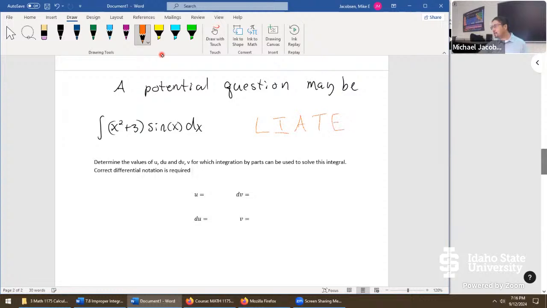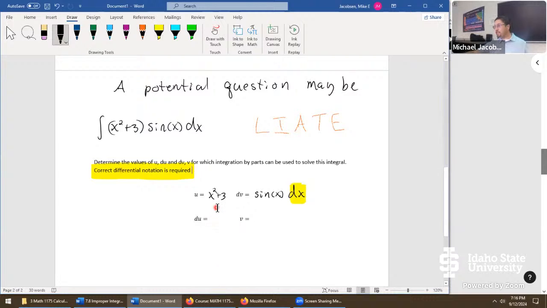LIATE. The A there says, pick u if you see an algebraic function, L if you saw a logarithmic, I if it's an inverse function. So going by that, x squared plus 3 should do the job. That took care of x squared plus 3. It leaves behind sine x, so that would go here. When it says correct differential notation is required, we mean there should be a dx here on the dv.